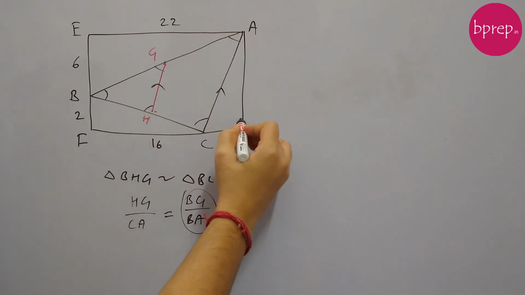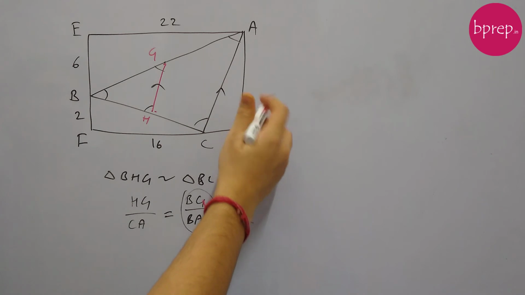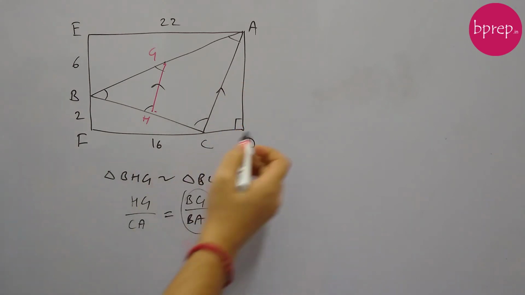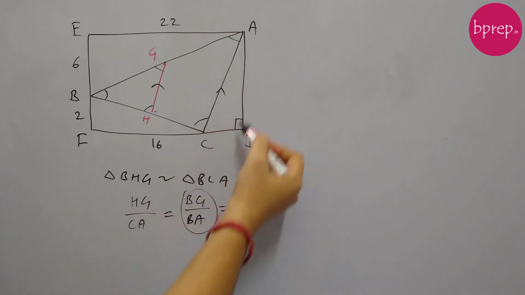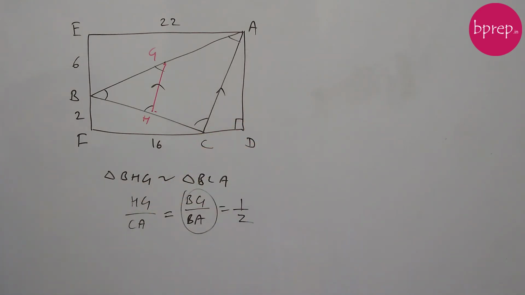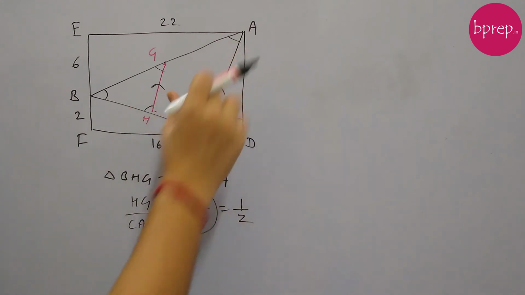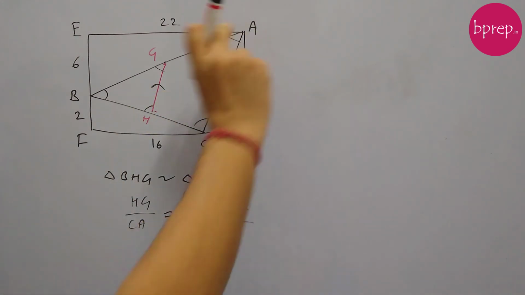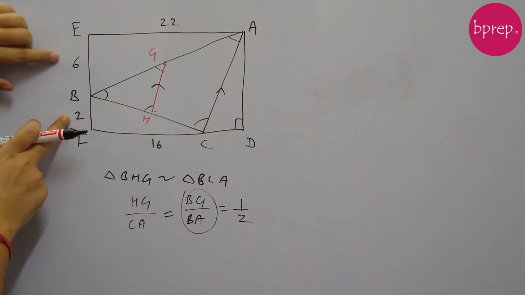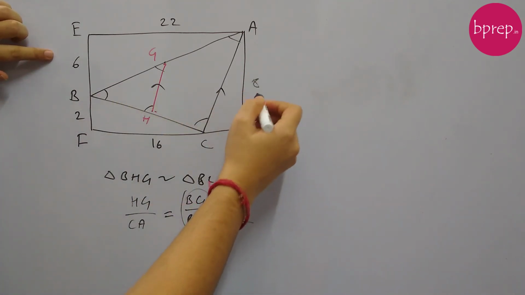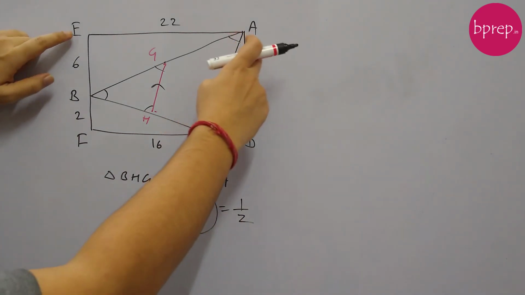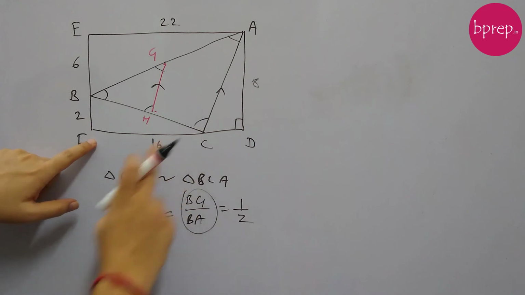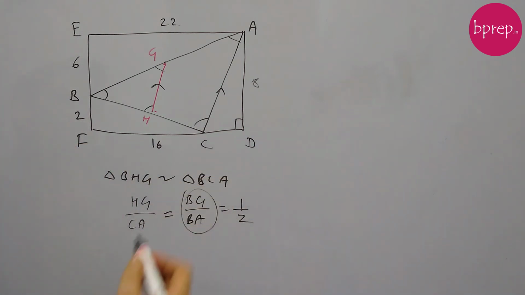So if you see, because this is a rectangle, ADFE is a rectangle, so this angle will be 90 degrees. And if this angle is 90 degrees, triangle ADC is a right angle triangle. So AC is the hypotenuse of this right angle triangle, and AD, because this is given as 6 and 2, AD will be 8 because this is a rectangle, opposite sides will be equal. This is 8, and entire AE is 22 and FC is 16. So CD will be 6, right?